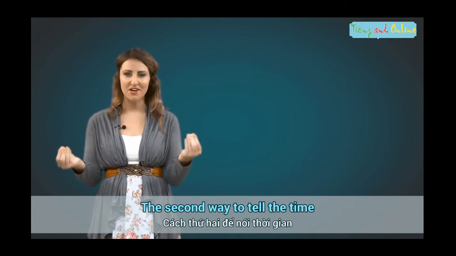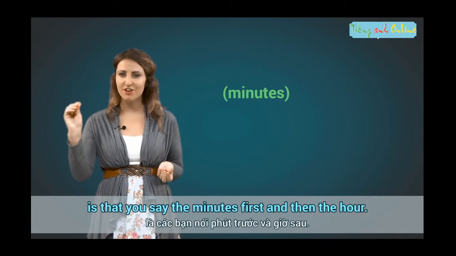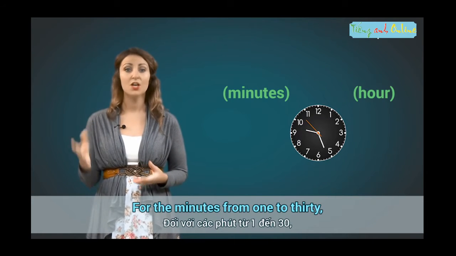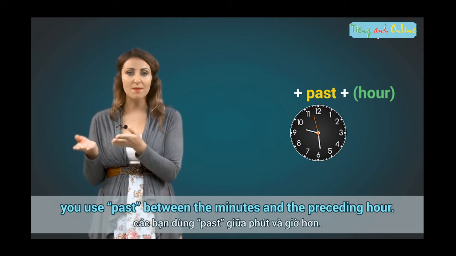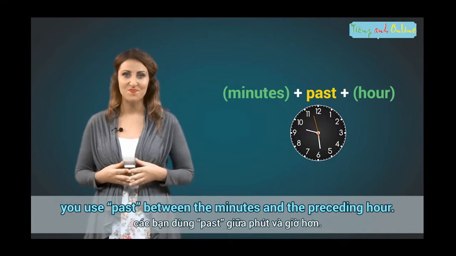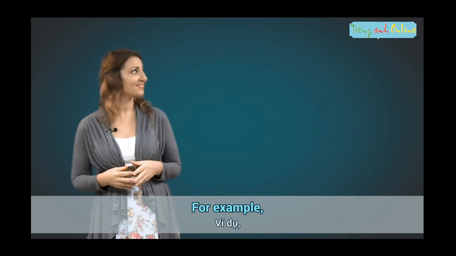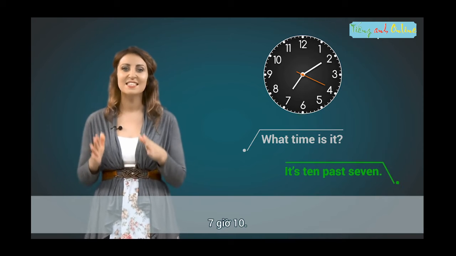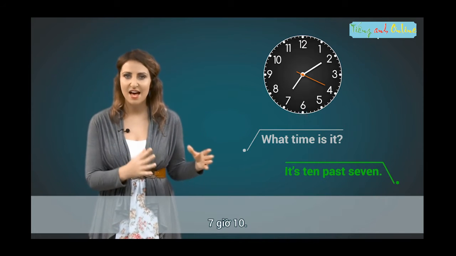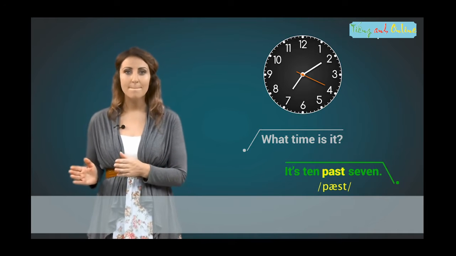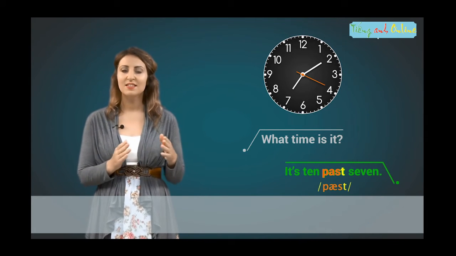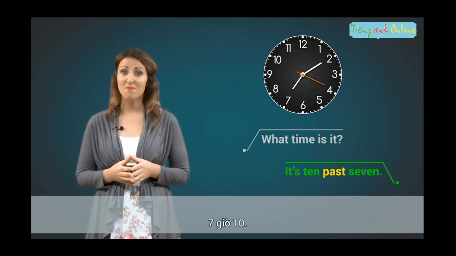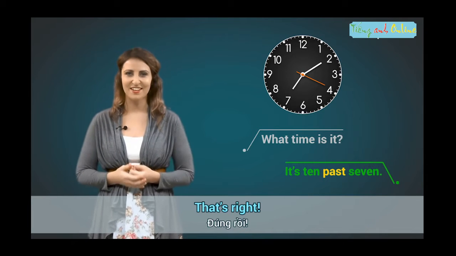The second way to tell the time is that you say the minutes first and then the hour. For the minutes from 1 to 30, you use past between the minutes and the preceding hour. For example, what time is it? It's 7:10. Past. P-a-s-t. Past. It's 7:10. That's right.